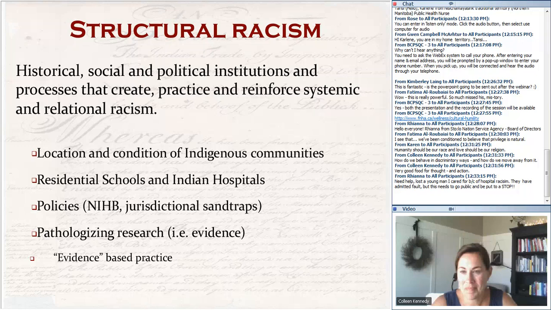I don't have to tell anybody about the horror of residential schools. That was a policy enforced from, I think, the 1920s right up into the 1990s, that took children out of their homes and kept them in schools that were detrimental to their health.